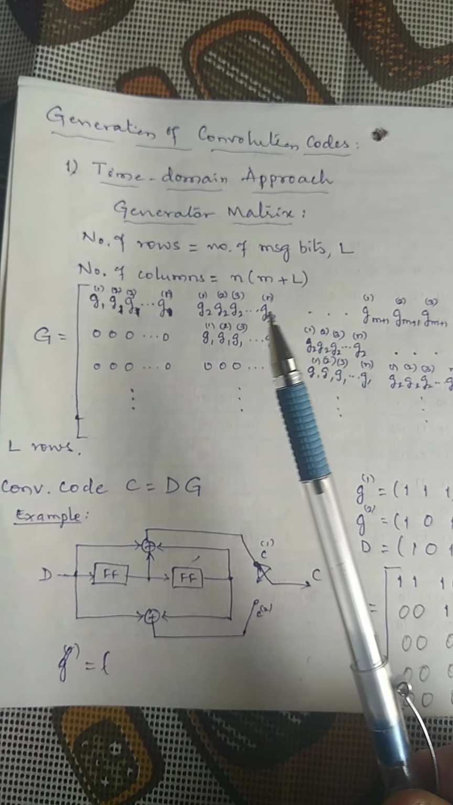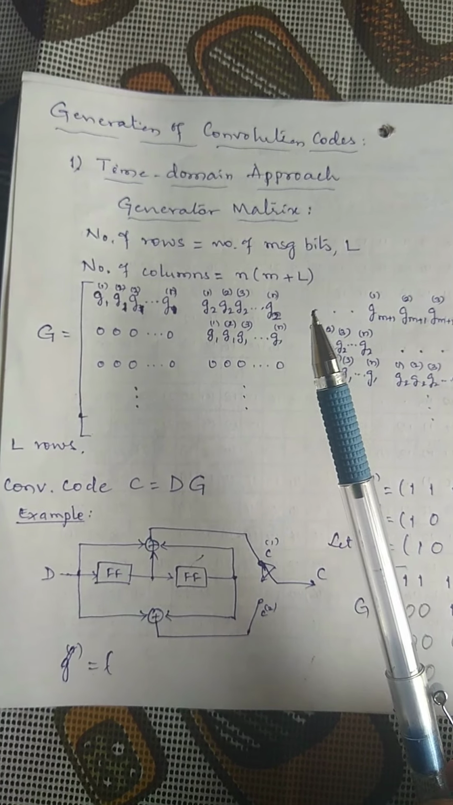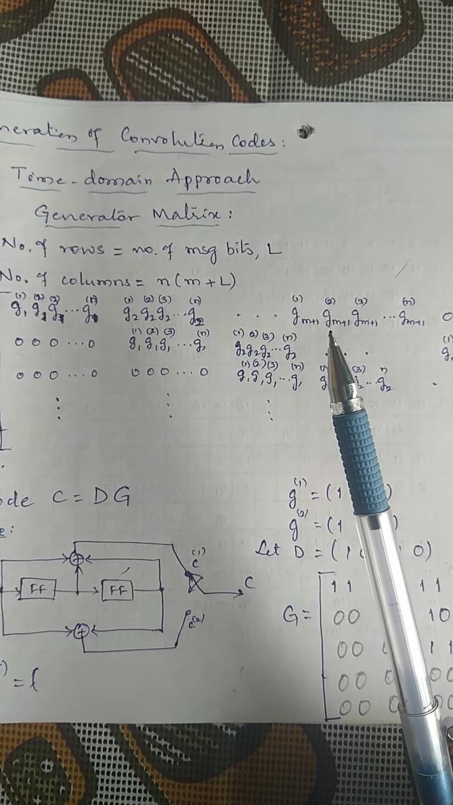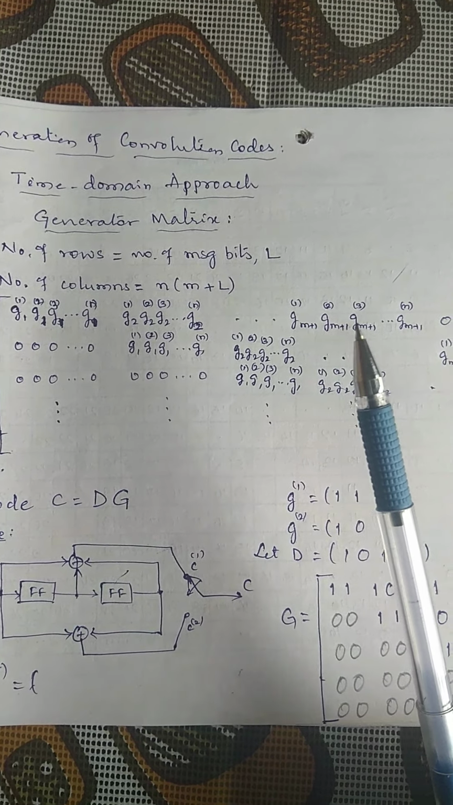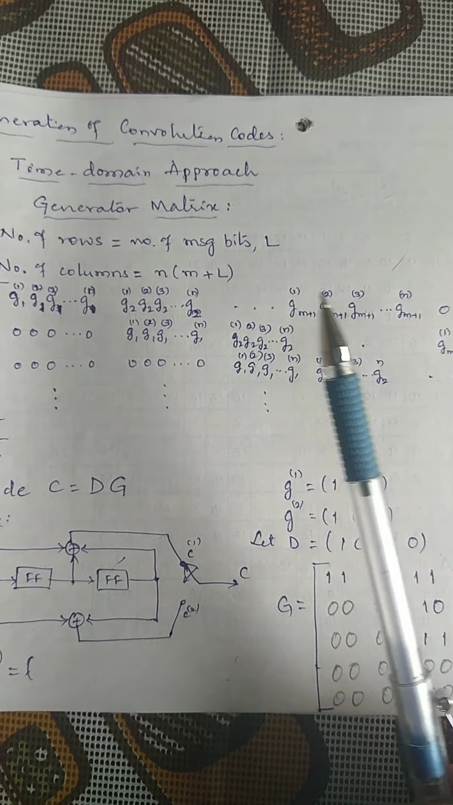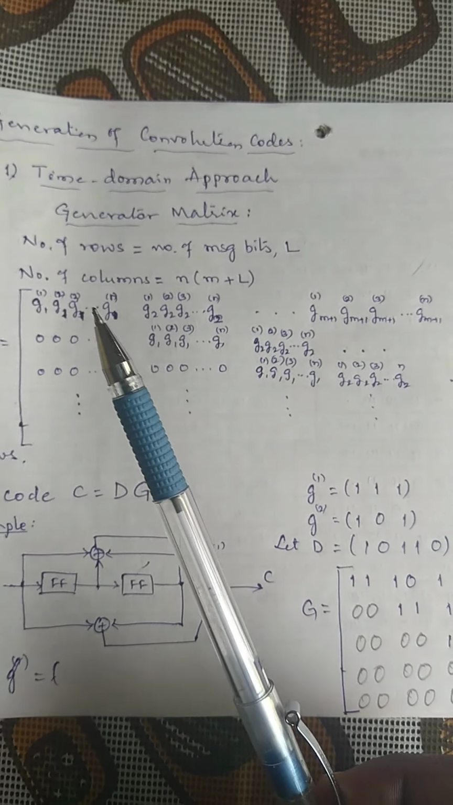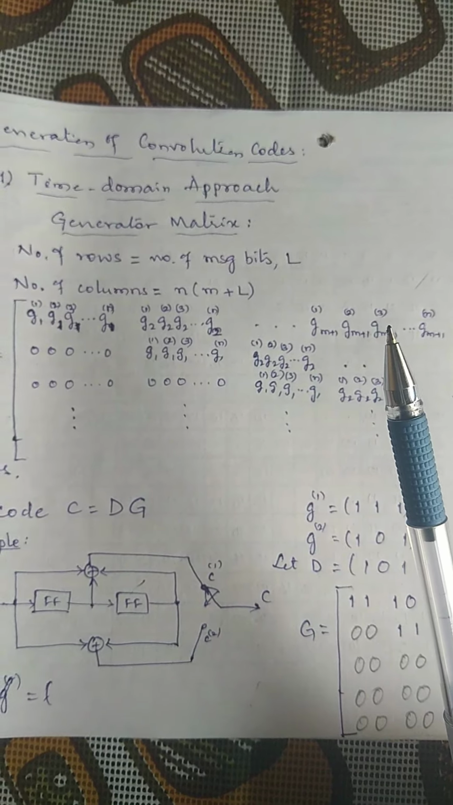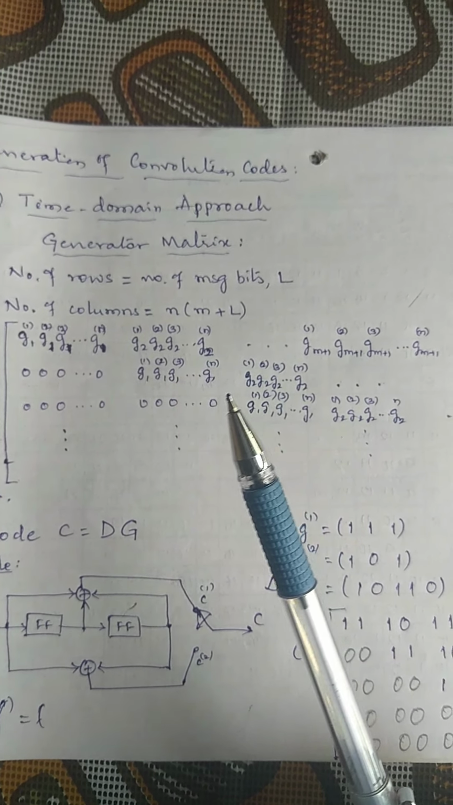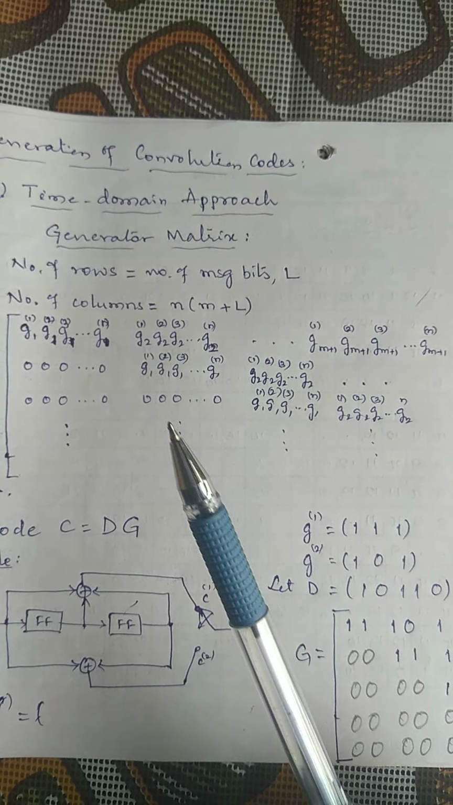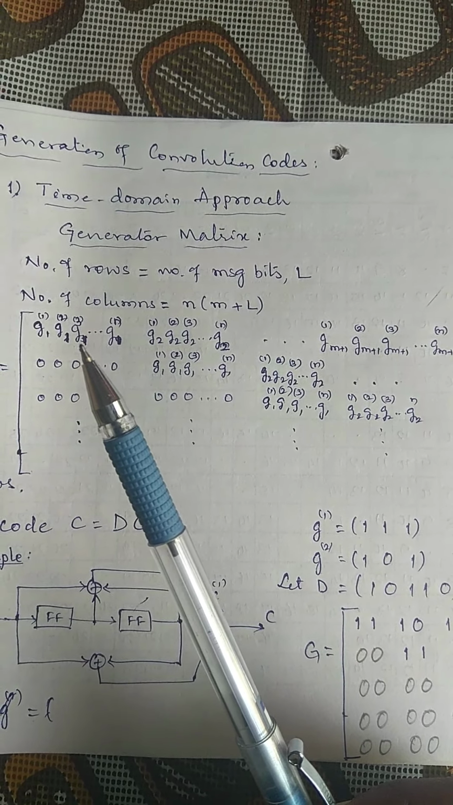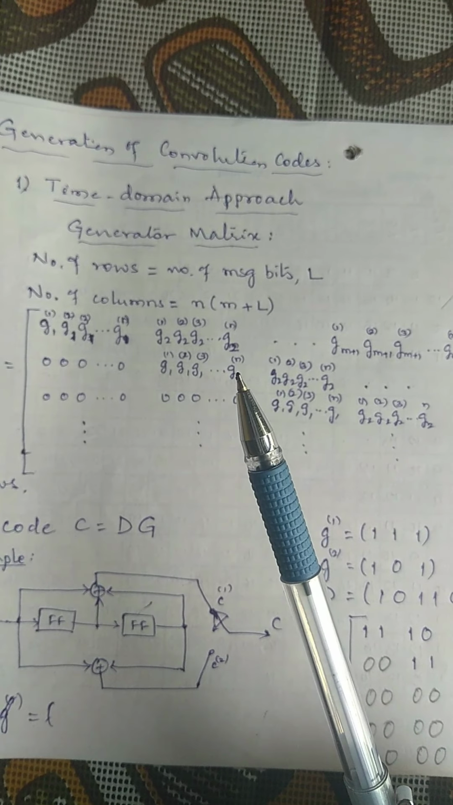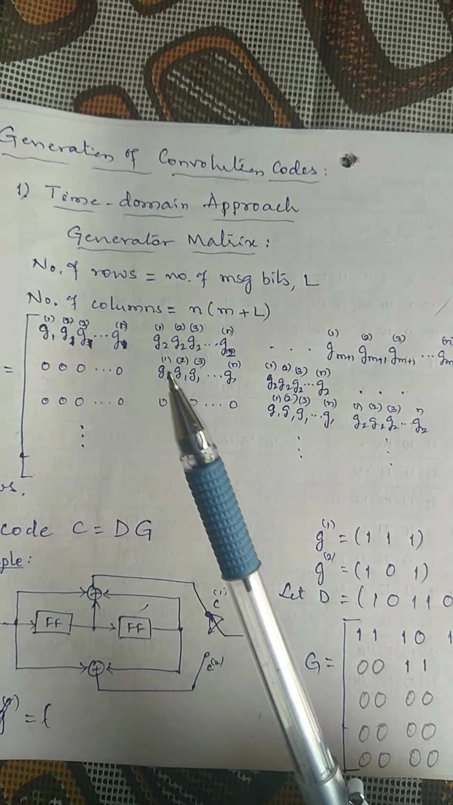The second bit of all the generator sequences, the third bit of all the generator sequences, and likewise every generator sequence has m plus 1 bits, so the last bit, the m plus 1th bit of all the generator sequences. This forms the first row of the generator matrix. All further rows of the generator matrix are obtained by shifting the first row by one block word.